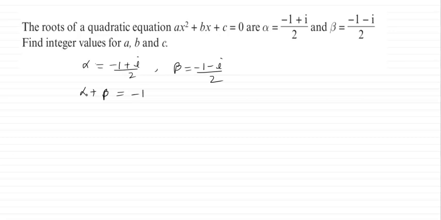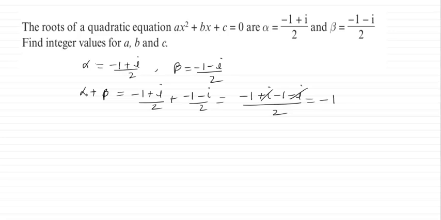Alpha plus beta, if you are finding, you can write down minus 1 plus i divided by 2 and you are adding minus 1 minus i divided by 2. So once you simplify, it should be minus 1 plus i minus 1 minus i divided by 2. Okay, so minus i and plus i cancel, so we got minus 2 over 2, so alpha plus beta should be minus 1. Is that okay? And that is equal to minus b over a, because alpha plus beta is minus b over a.